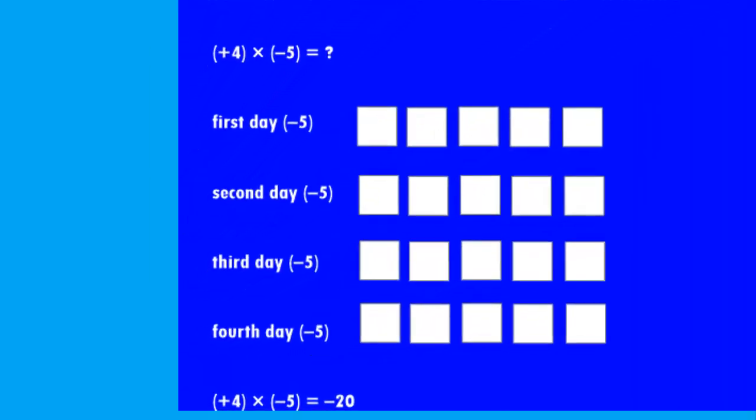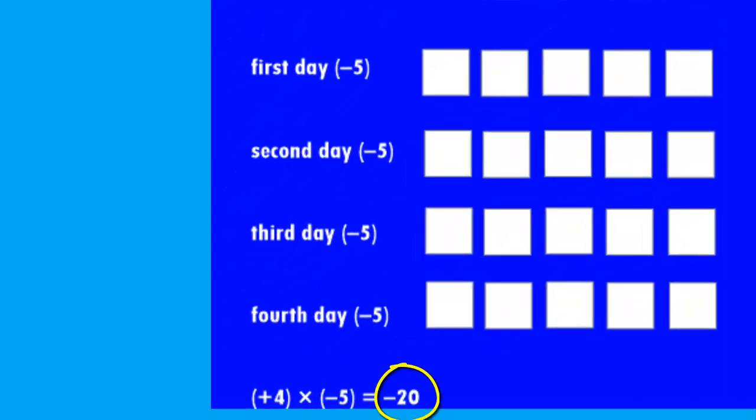The integer minus 20 shows that you have a debt of $20 after the 4 days. Positive 4 sets of negative 5 means to add 4 sets of negative 5 to 0. Again, this multiplication is just repeated addition.